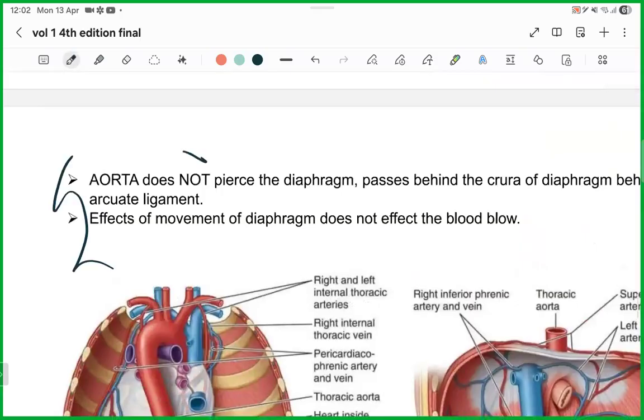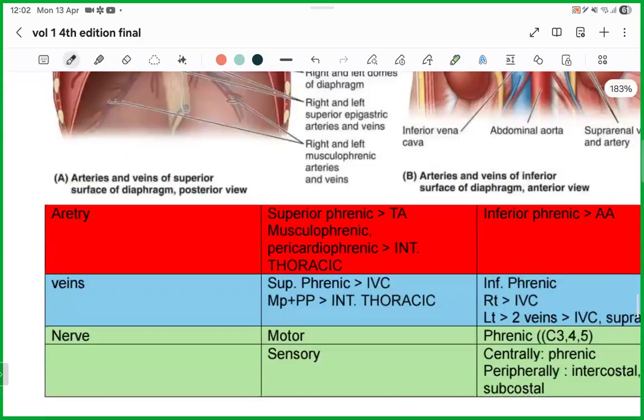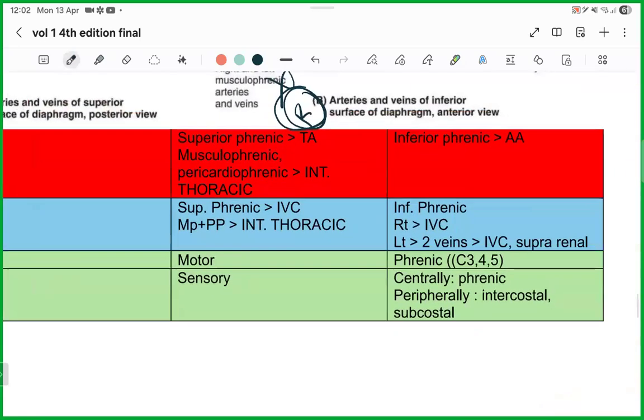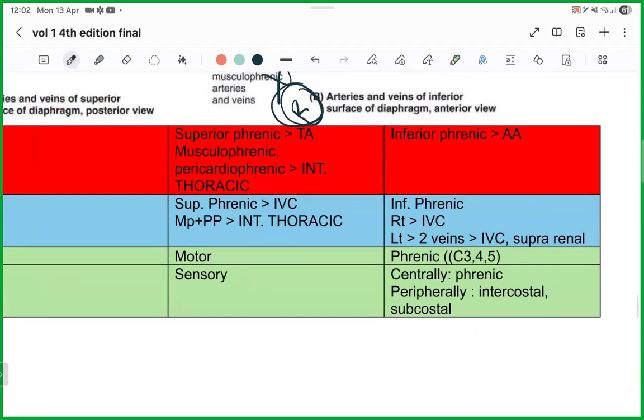Then the diaphragm's arterial supply, venous drainage, nerve supply: not important. You can give it a reading, just for the calmness of your heart. Other than that, there is no application of these things.